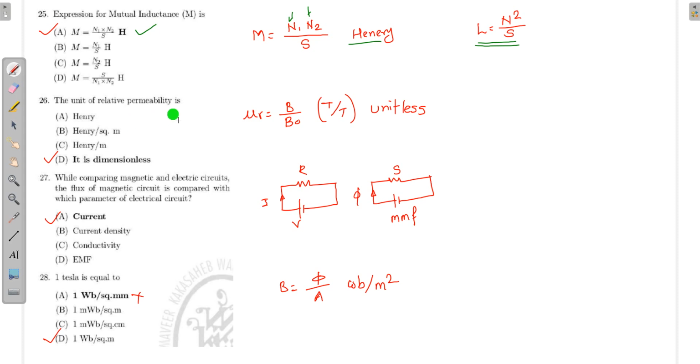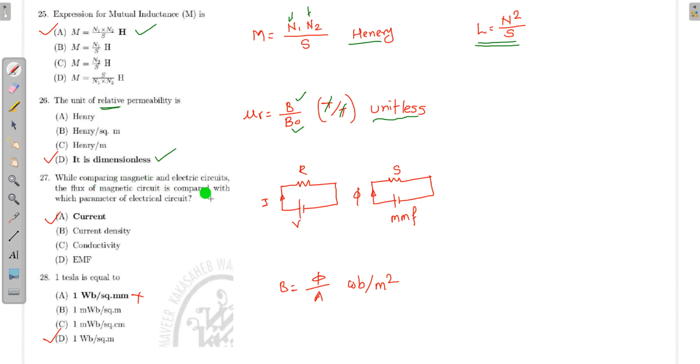The unit of relative permeability. The relative permeability is the ratio of the flux density in a particular medium divided by the flux density in vacuum. So both units are Tesla. So Tesla will get cancelled and the quantity becomes unitless. So relative quantity is always unitless.